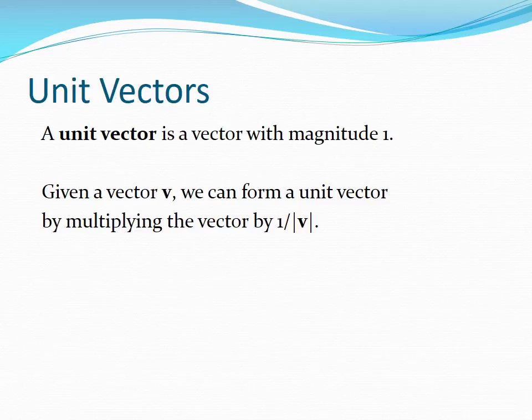A unit vector is a vector with magnitude 1. Given a vector v, we can form a unit vector by multiplying the vector by 1 divided by the magnitude of v. The purpose of a unit vector is to indicate direction, but not magnitude.